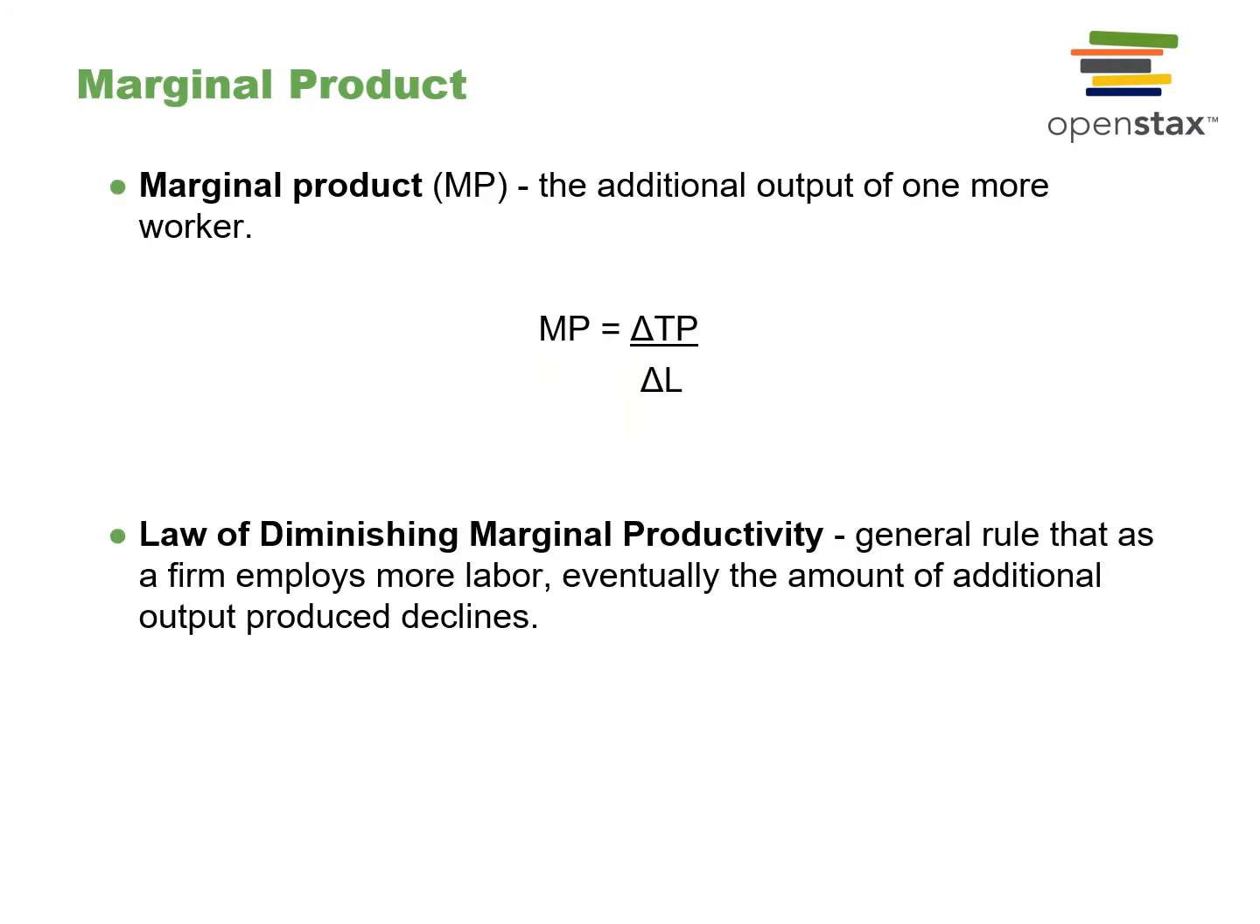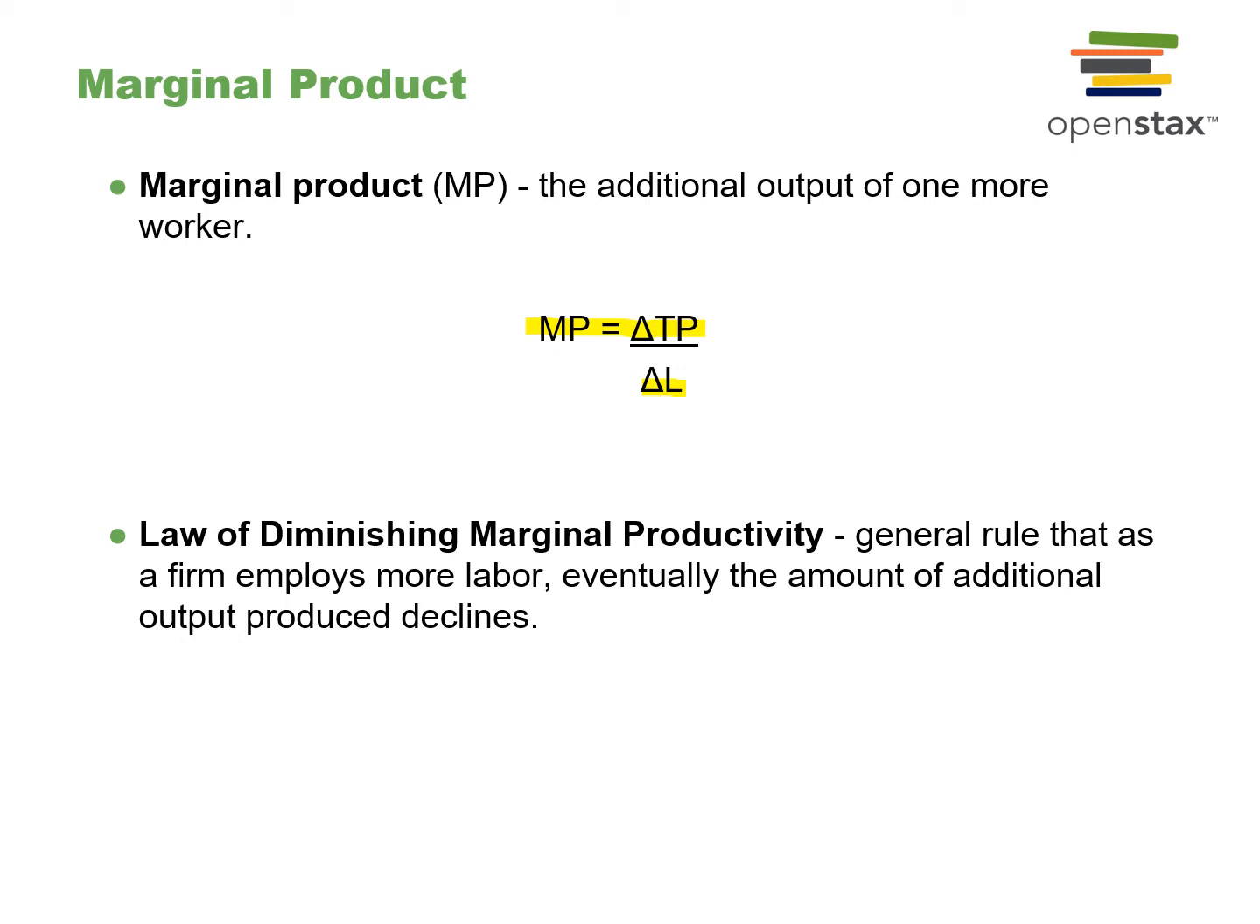Marginal product, basically, it's the additional output of one more worker. This formula could have a problem on the test. It's basically the change in total production versus the change in labor. That's what the delta is for. So you see a triangle, just like in science, chemistry, physics, they use the triangle, and that's a delta.